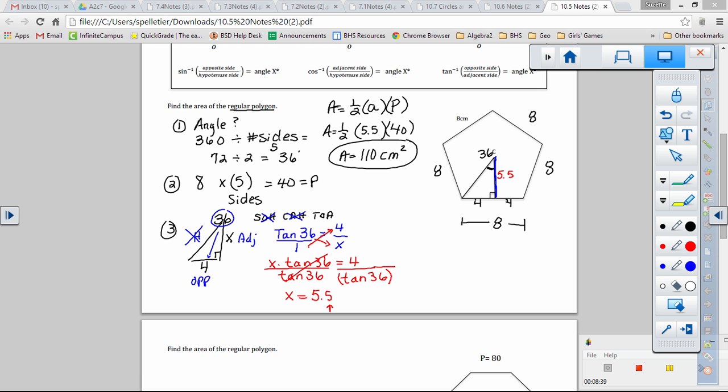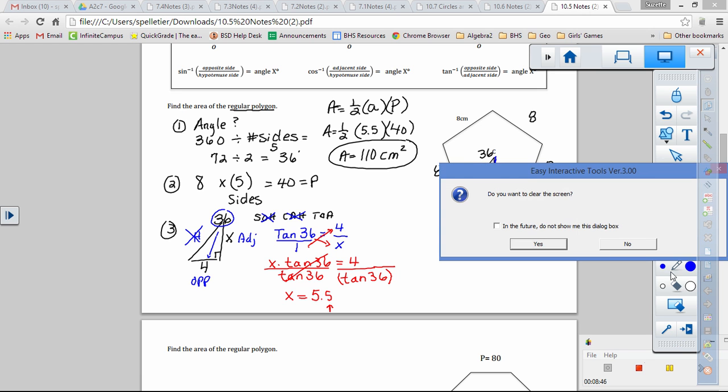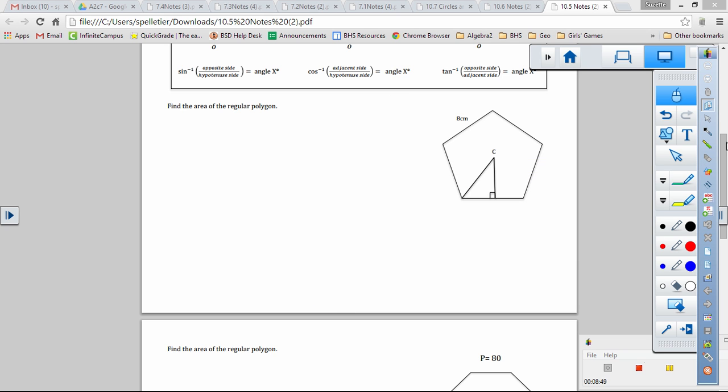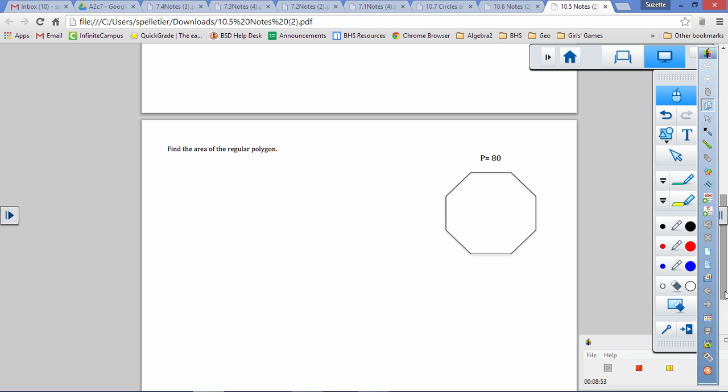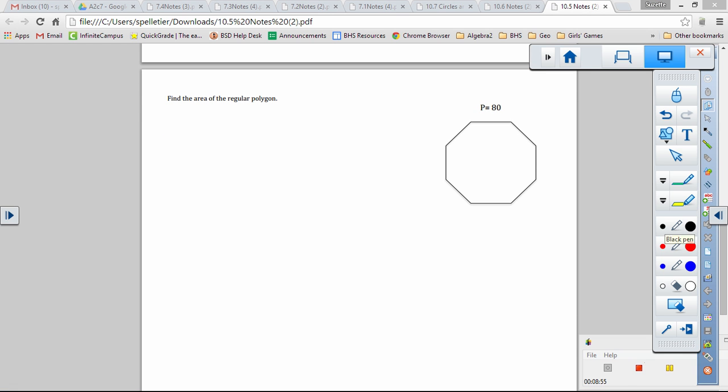I want you to go ahead and flip the page, and we're going to do a second example together. I'll scroll the page for you. And here's our second example. Okay? So, again, a regular polygon. So immediately I know that all my sides are the same. So area equals 1/2 the apothem times the perimeter. Okay? They gave us the perimeter, so I can just plug it in.